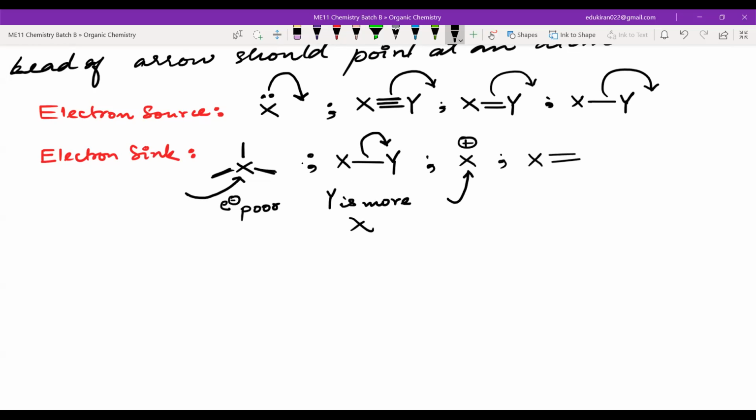Similarly, you can have X double bond Y, and in this case the double bond is pointing towards Y. That means the electron source is the double bond, and Y is the atom which is receiving the electrons. Okay, write this down. Let me know if you're done.